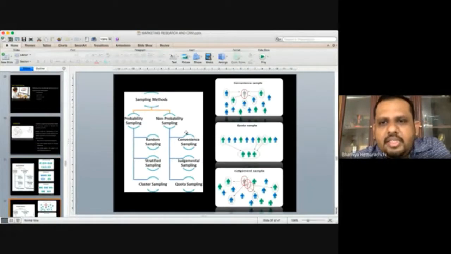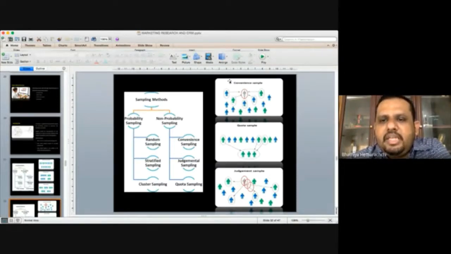The other one is non-probability sampling. Now in non-probability sampling, the researcher decides who will be there in the sample. Researcher decides. So there will be researcher's biasness under non-probability sample, right? So the researcher will be a little biased. He will decide who will be selected, and based on that, he will select the sample. So there also you have three types.